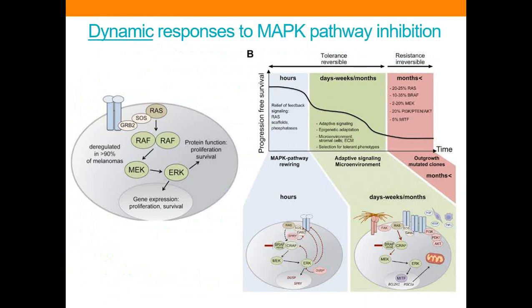But then as you move from the first couple of hours when you're beginning to block these pathways, and you start moving to a few weeks to a few months, you now have the cell slowly rewiring itself and shifting to other pathways, allowing signals to get from the surface to the nucleus. These are adaptive changes that the cell begins to implement in response to losing negative feedback pathways.